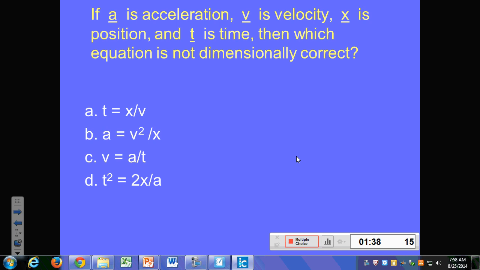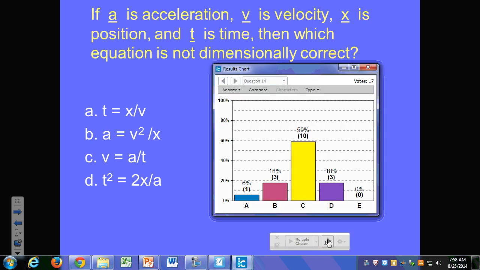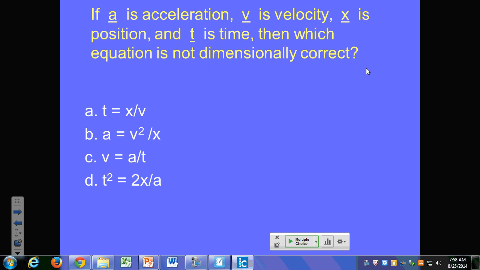Alright, I'm going to stop at 145. Just go ahead and guess if you don't know. Alright, C is correct. Or incorrect as it may be in this case.